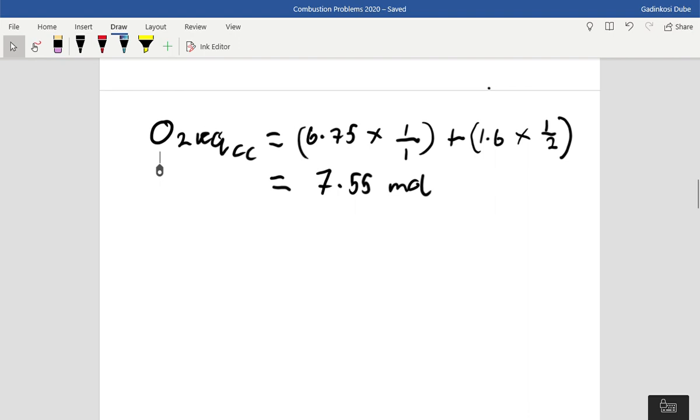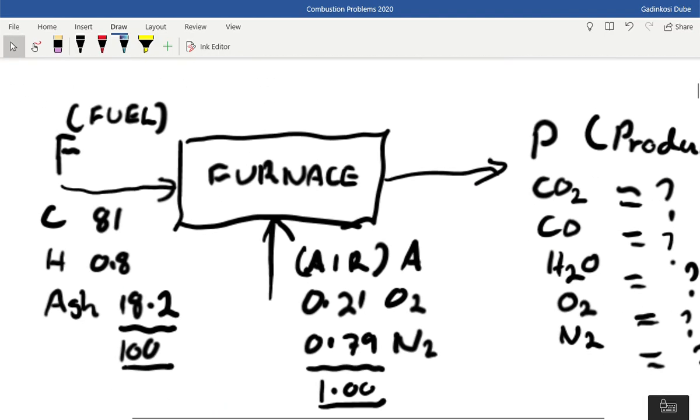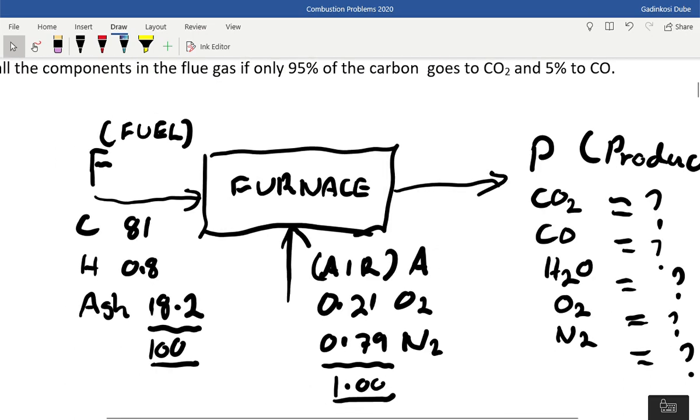So now we substitute. We say that 60%, we have 0.6, equals oxygen coming in, subtract oxygen required 7.55, all over 7.55. So our oxygen coming into the system is given by that, which yields 12.08 moles. You punch that in your calculator. This is the oxygen entering the system, and remember the oxygen is entering the furnace in stream A. So the oxygen coming in through stream A is 12.08. That's the oxygen coming into the furnace. That's why it's very important to sketch, because you can always refer to your diagram and see if things make sense.